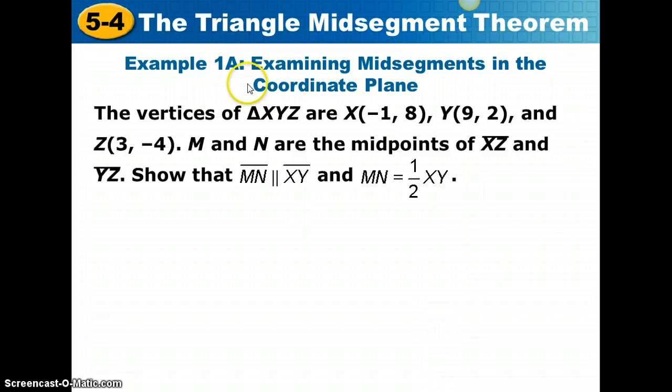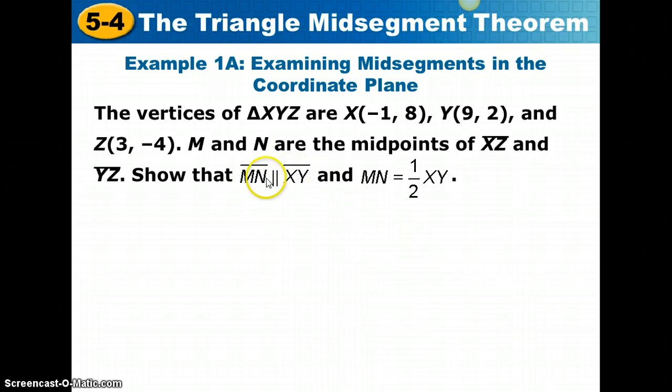So let's take a look at example 1a. We are given vertices X, Y, and Z of triangle XYZ as (-1, 8), (9, 2), and (3, -4). We are told that M and N are the midpoints of XZ and YZ, respectively. So M is the midpoint of XZ, so I will use X and Z to find the coordinates of M. And N is the midpoint of YZ, so I will use Y and Z to find the coordinates of N. We want to show that segment MN, which is a midsegment, is parallel to side XY. And we want to show that the length of MN is equal to half the length of XY.